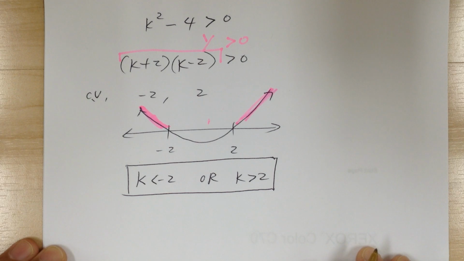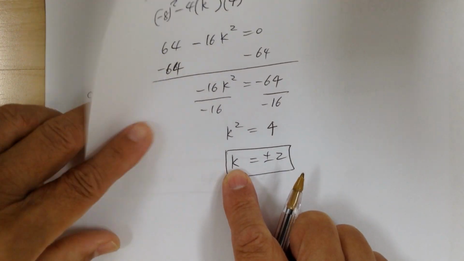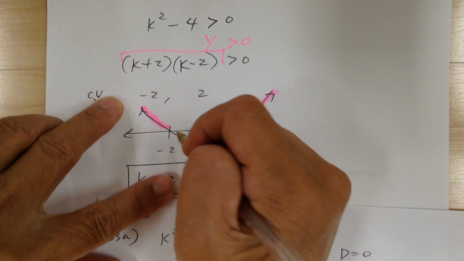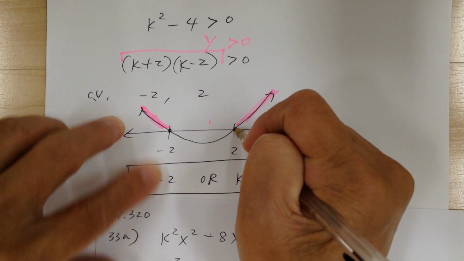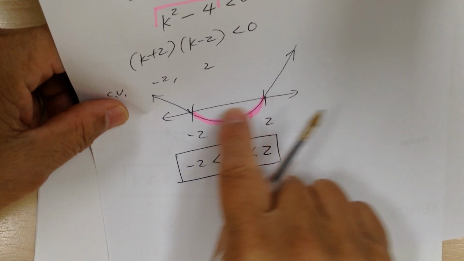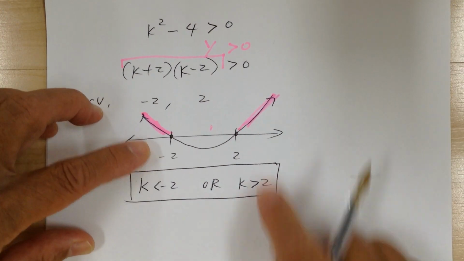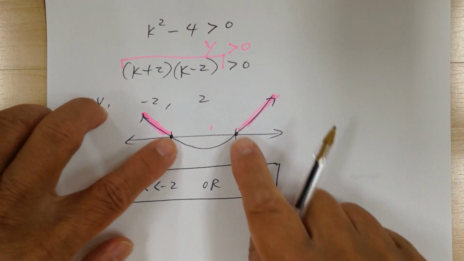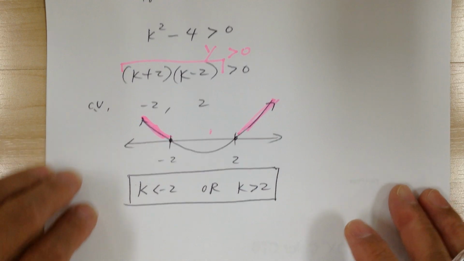So you can notice the 3 parts, right? See this one over here, k equal to plus or minus 2? That is this spot right over here, those 2. And for the 2 different roots, it is this part over here, and for the imaginary roots, it is this part over here. So again, A, B, C.